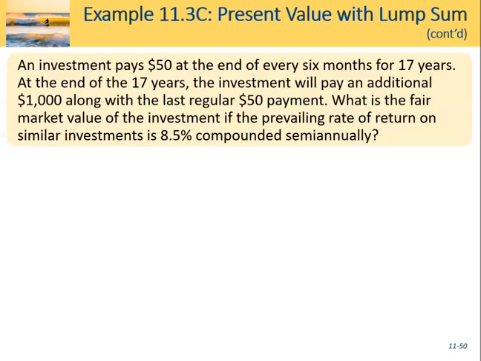Okay, so if we have a look here, we can see $50 is the payment. We can see that it's at the end of every 6 months for 17 years. And again, the $1,000, but there will be the final payment of $50 as well. And what is the fair market value of the investment if the prevailing rate of return or interest rate is 8.5, and that is semi-annual, so it matches the payments of every 6 months, and then the compounding is every 6 months. Okay, so let's have a look.